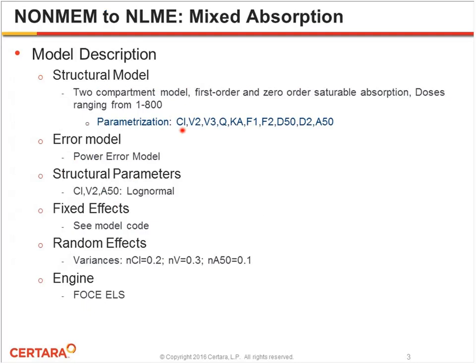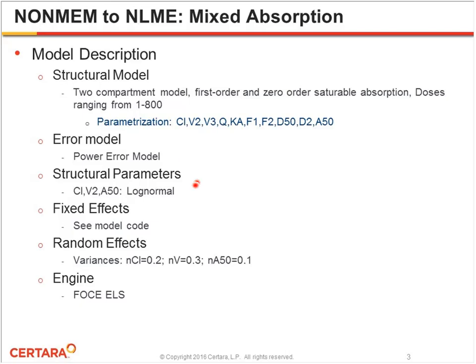In here our structural parameters, quite a lot, as you can see. We have clearance, central volume, peripheral volume, and the flow between the two compartments. We have an absorption rate constant, two bioavailabilities, and half maximal dose for the two absorption processes, and the duration for the zero-order absorption process. For the error model, we apply a power error model in this case. You will see the details when we come to the code.